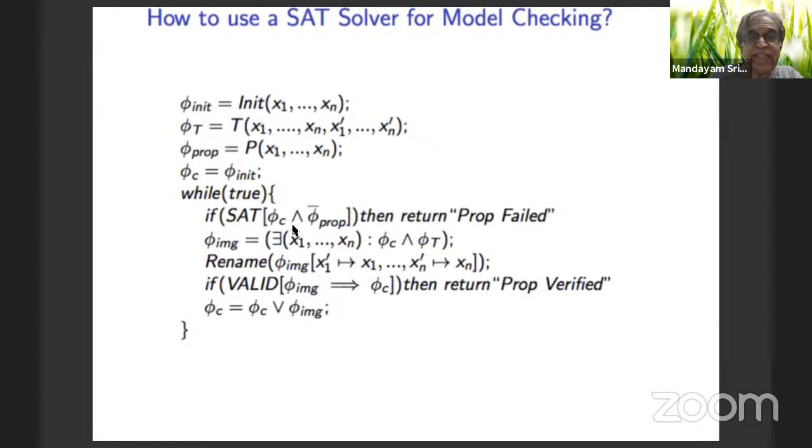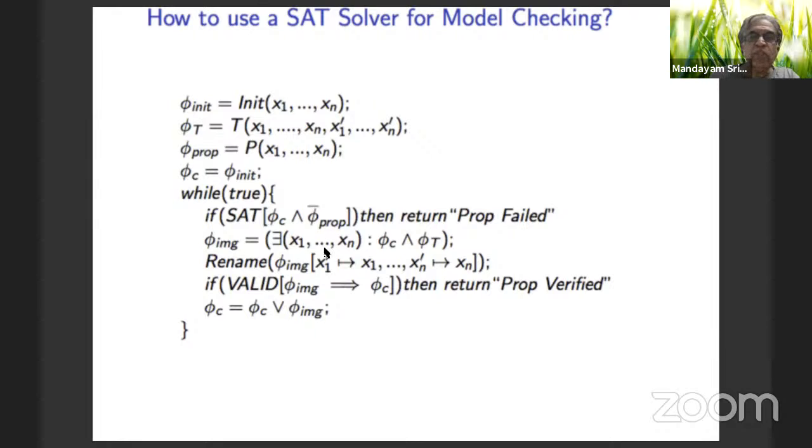If one of the initial states itself violates the property, then you can declare failure and quit. That's what is done here, for which you take the conjunction of phi c, which is initialized to init, and the negation of prop, and then do a SAT check. If that is satisfiable, that means one of the initial states is violating the property. Then you say the property failed.